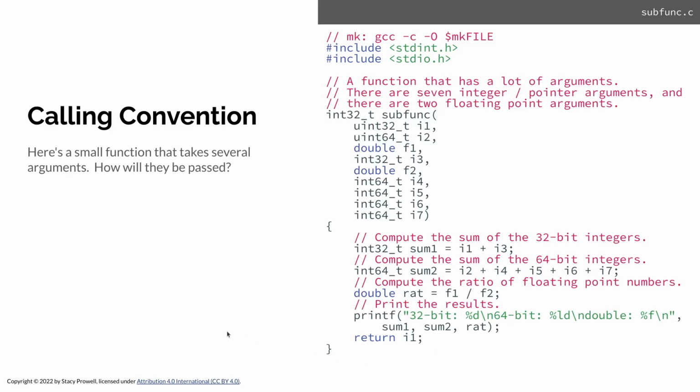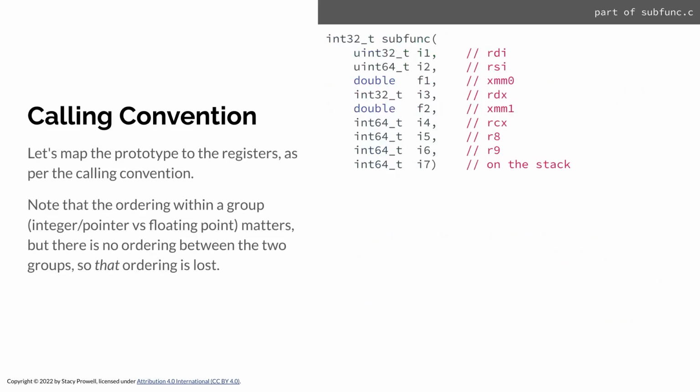So, how are these arguments going to get passed? How is that going to work? Let's apply the calling convention. The calling convention tells me that the first argument's in RDI, if it's an integer or a pointer. The second one's in RSI, if it's an integer or a pointer. So sure enough, these first two are in fact that. So this will go in RDI, this will go in RSI. The third one though is a floating point, so it goes in the first floating point register, XMM0.